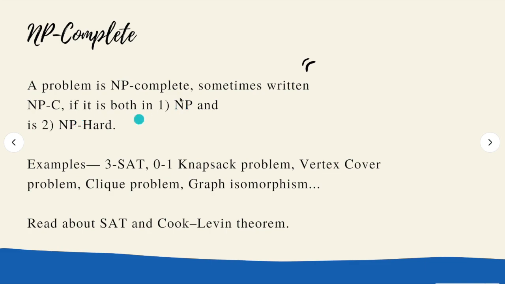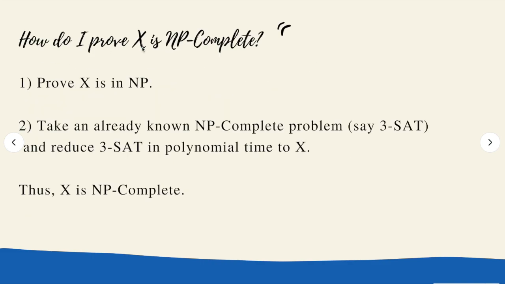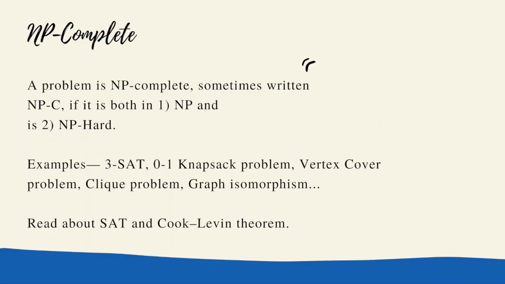And hence, to show that a problem is NP complete, we actually just need to prove that one, it's in NP, and two, all problems in NP reduce in polynomial time to this problem, the problem we are trying to prove is NP complete.